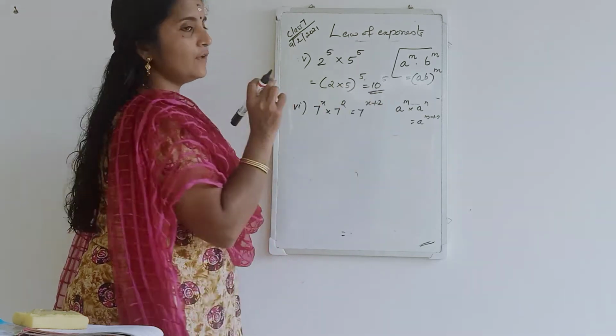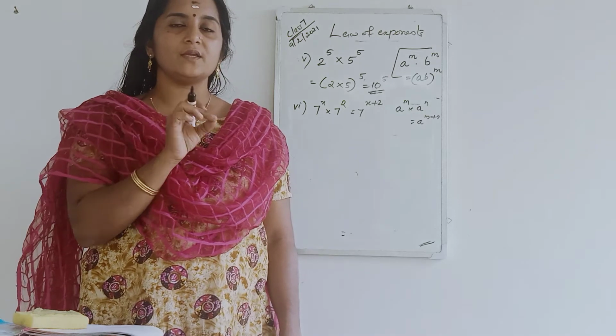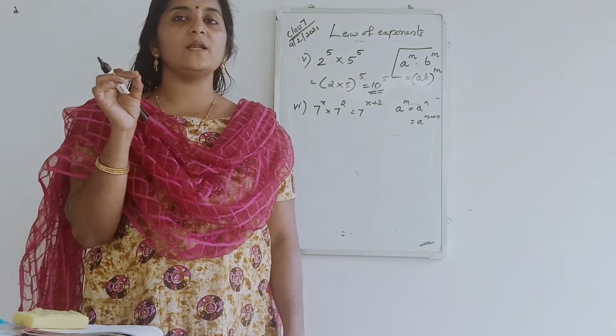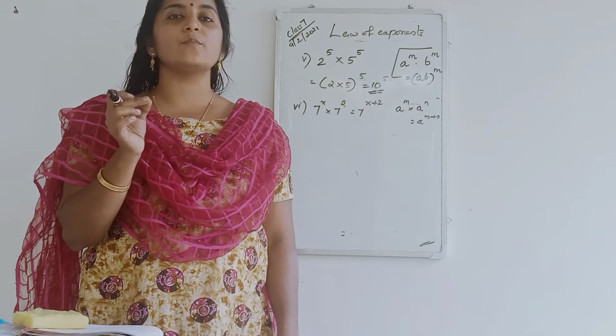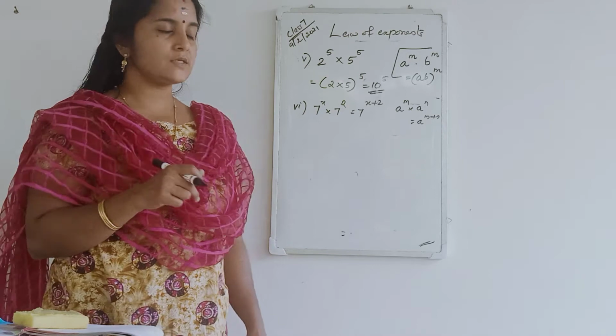Here if we have numbers, then we can add them and write a single number. But in this question we have a variable and a number, that is x and 2. So it is not possible to add the two, so we write it as 7 raised to x plus 2.